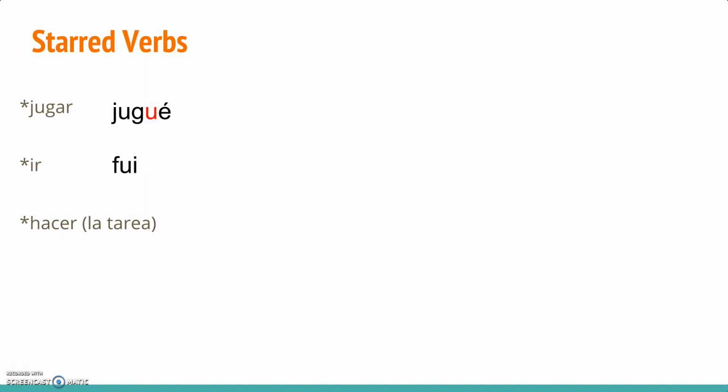Ir, totally irregular. We've been doing this quite a bit. Fui means I went. Notice it's an I at the end. Notice the pronunciation as well. Fui. And then our last one, hacer, will turn into hice. Remember the H is silent. Hice, and then we have la tarea at the end. So it is completely irregular. It doesn't follow the rules at all.